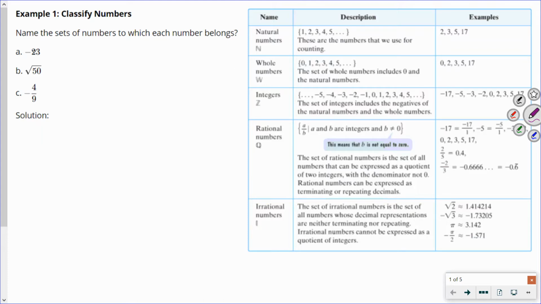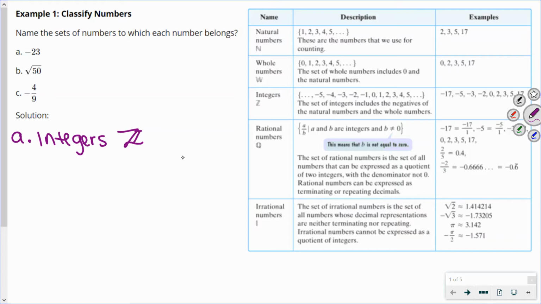Let's start with the number negative 23. The number negative 23 is negative, so when I look at this list of examples, this one right here shows negative and whole numbers, and it says the set of integers includes the negatives of the natural numbers and the whole numbers. So that means that the number negative 23 belongs to integers. And the symbol for integers is this Z that is like bolded, kind of.